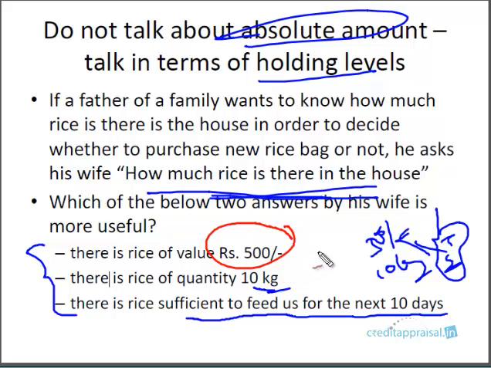The value of the rice is 500, but what is he going to do with it? Say, for example, he doesn't know the conversion. He doesn't know how much this 500 means in terms of quantity. So what is he going to do?